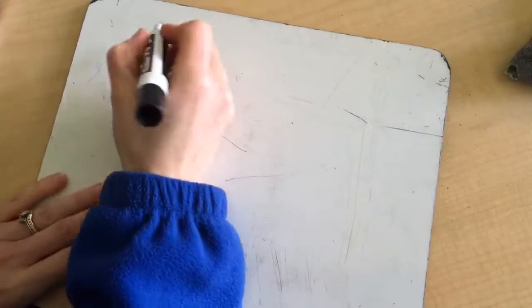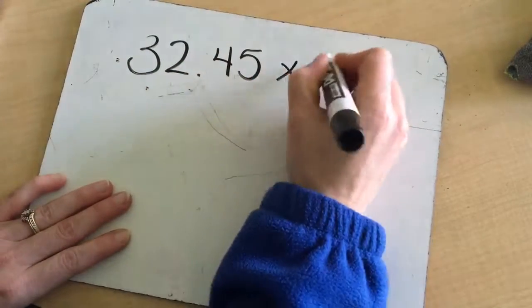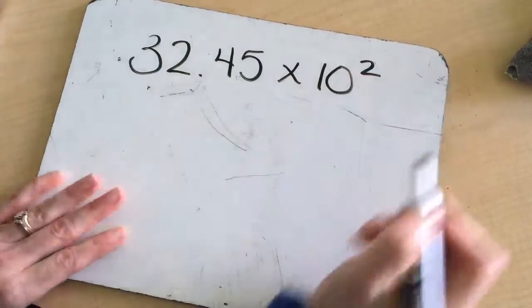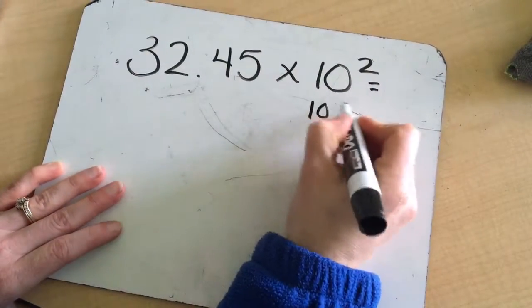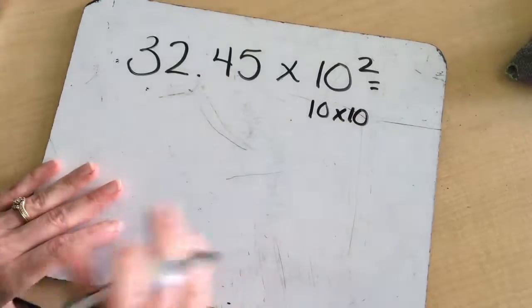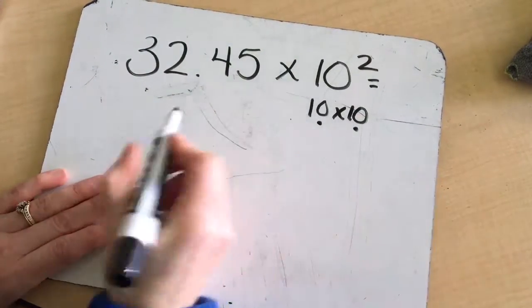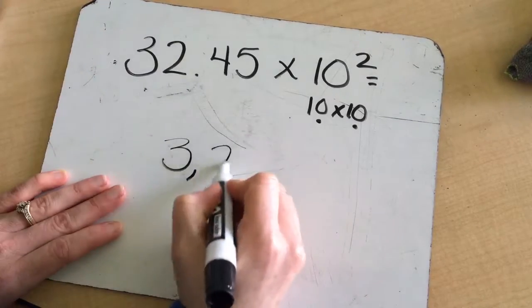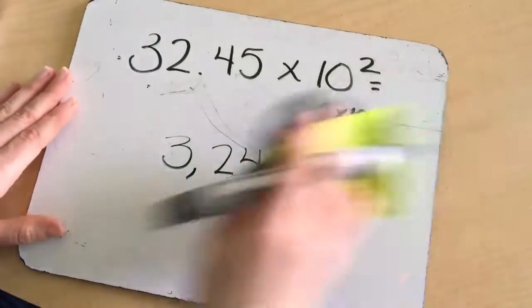The last two things I want to teach you is that you can also do this with decimals. Imagine you have 32 and 45 hundredths times 10 to the second. And if that's the case, then you know you're doing times 10 times 10, thinking of that place value chart. If I shift everything over 2 times, I'm going to end up with 3,245.